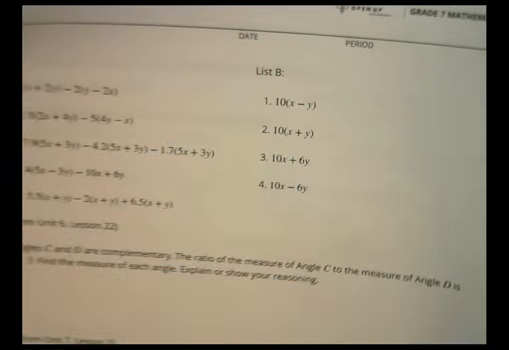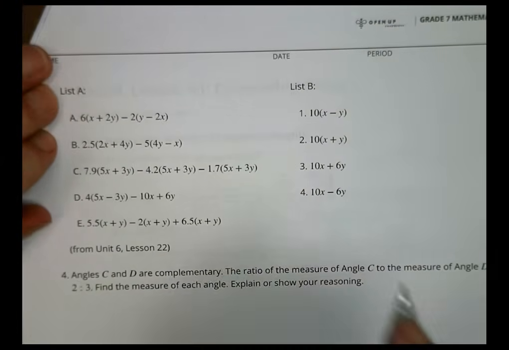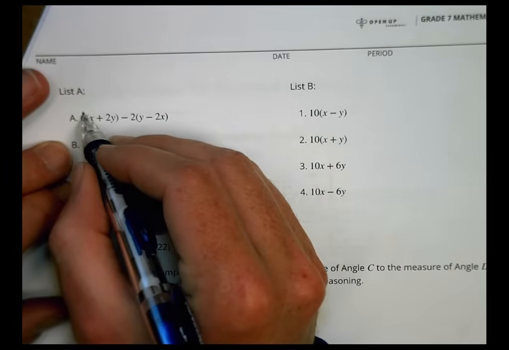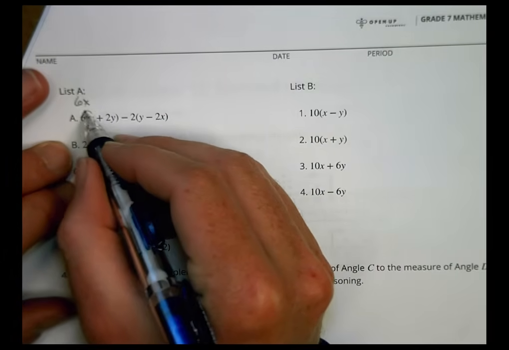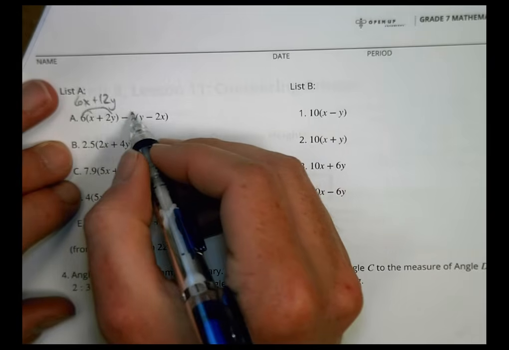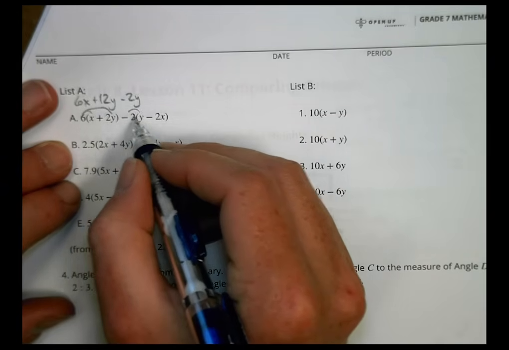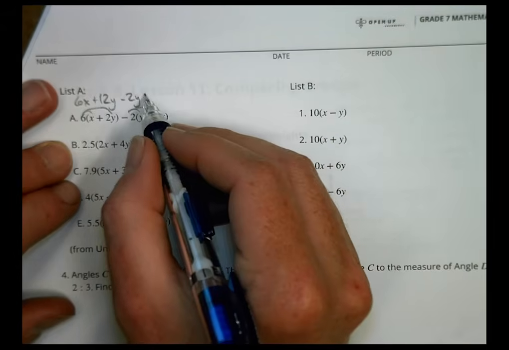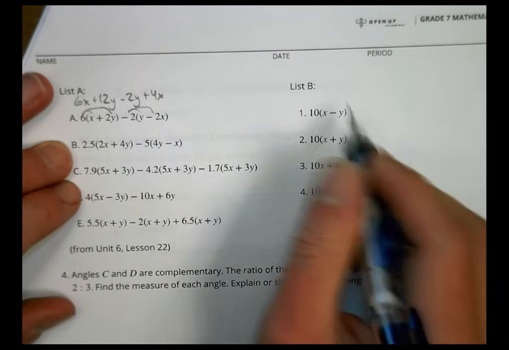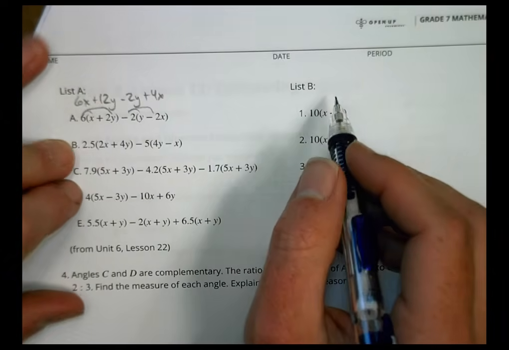We have a list once again, trying to put together some expressions and equations, so I'll do a couple of them with you. The first one, let's go ahead and distribute this out. We have 6 times x, which is 6x, 6 times 2y, which becomes 12y, and then we have minus 2 times y becomes minus 2y, and minus 2 times minus 2x becomes plus 4x. I don't see that over here. It looks like we're doing some factoring here.